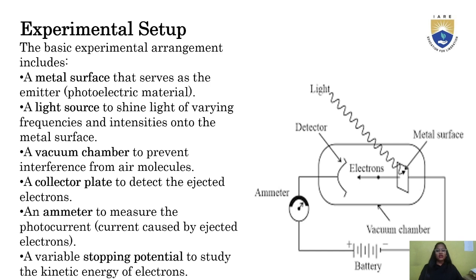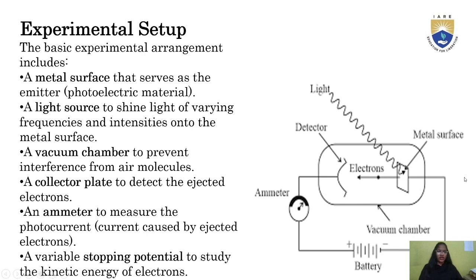Let us have a look at the experimental setup now. The basic experimental arrangement includes a metal surface that serves as the emitter, which is the photoelectric material, a light source to shine light of varying frequencies and intensities onto the metal surface, a vacuum chamber to prevent interference from air molecules, a collector to detect the ejected electrons, an ammeter to measure the photocurrent caused by ejected electrons, and a variable stopping potential to study the kinetic energy of electrons.